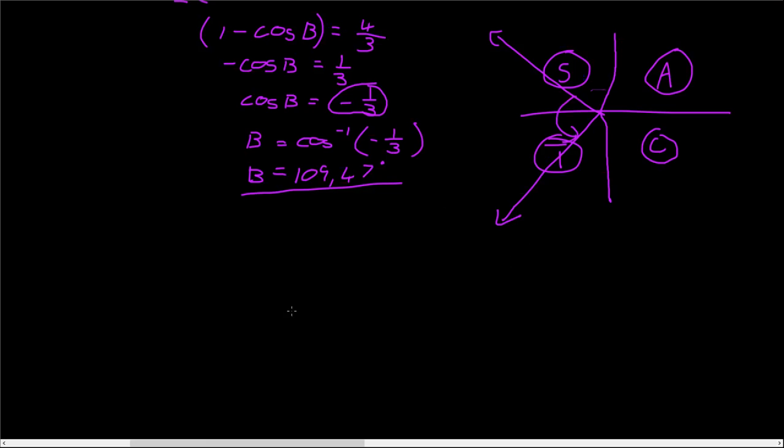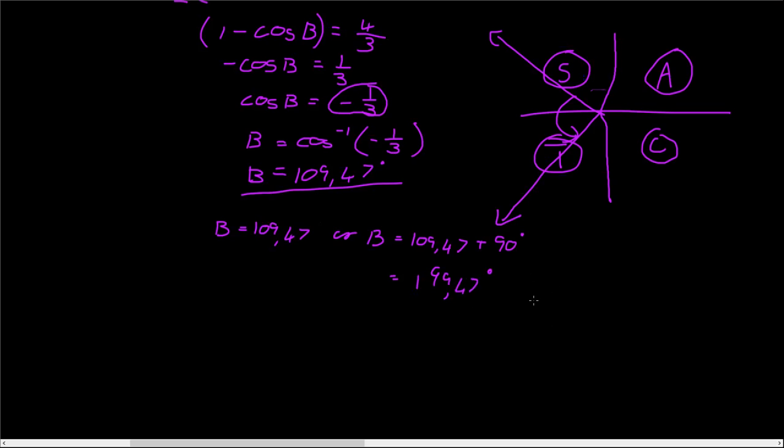So our other answer is B. So B equals 109.47, or B equals 109.47 plus 90 degrees equals 199.47 degrees. I see that is different from the answer in your book, so let's just check out why.